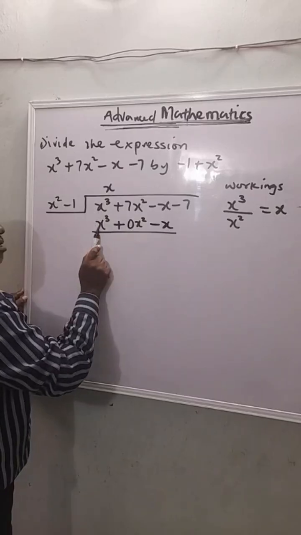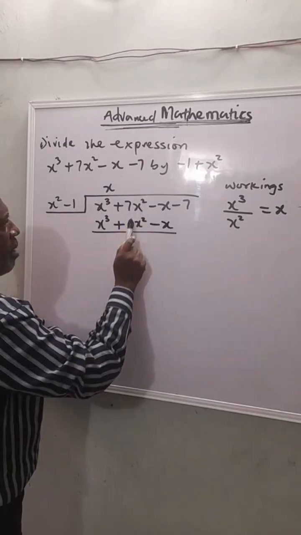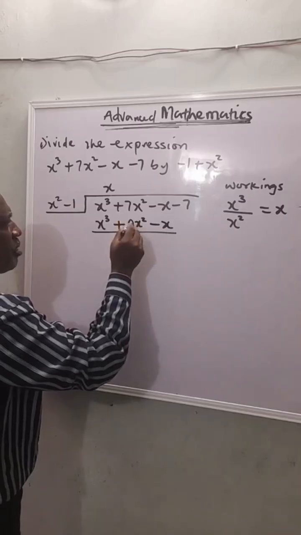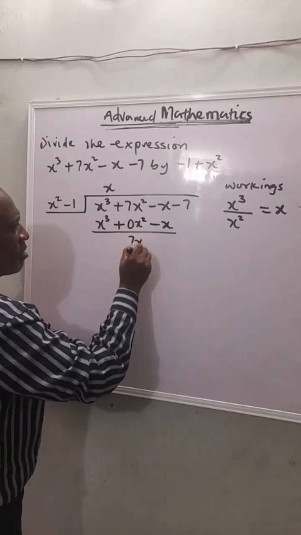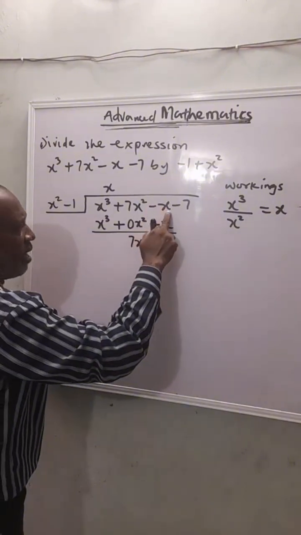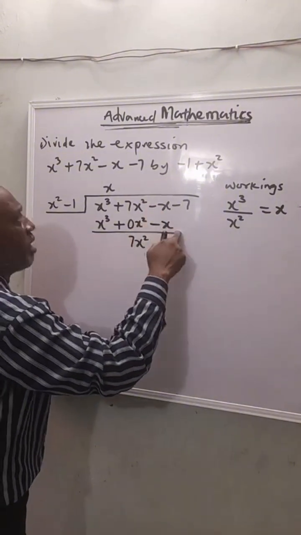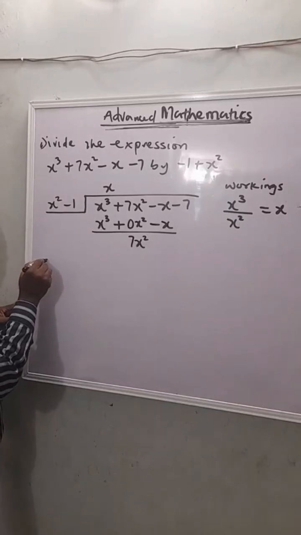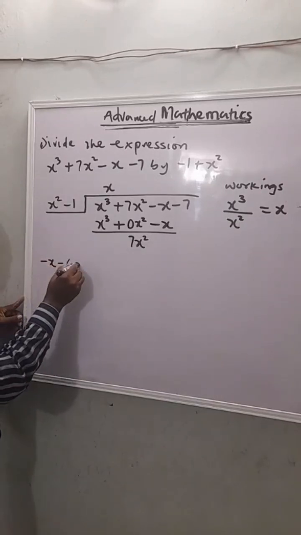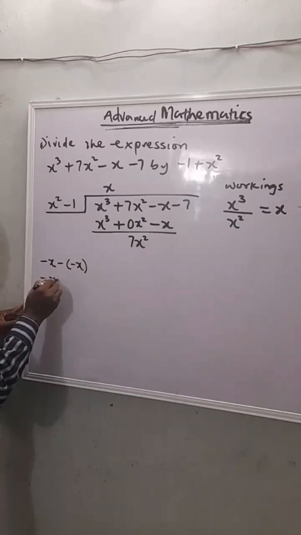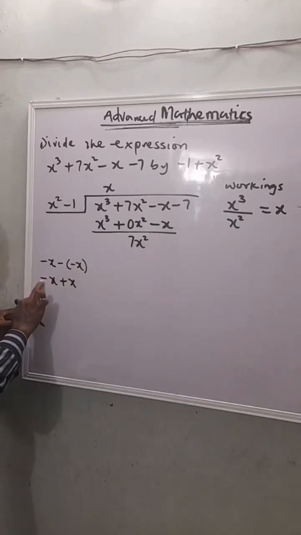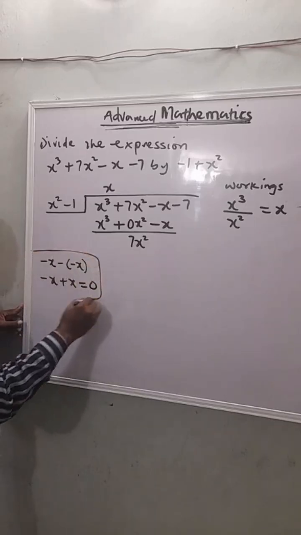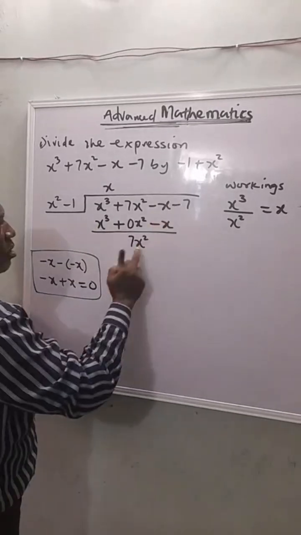x cubed minus x cubed is 0. 7x squared minus 0, what you're seeing here is 0x squared, which means 0 is multiplying x squared. So you're having 7x squared, then minus x minus x, which simply means minus x plus x. That means you owe 1x and you have 1x. The result will be what? 0. That is the working for that. So this is the result here.